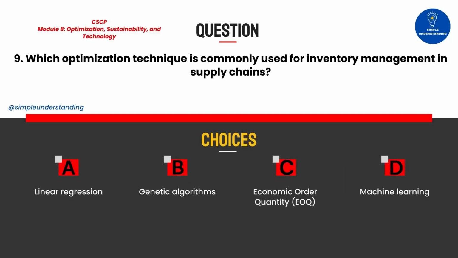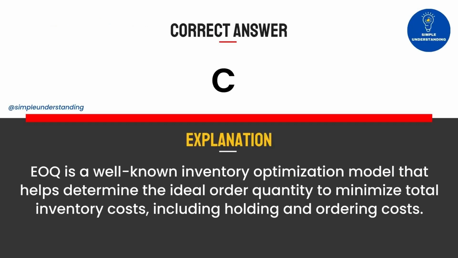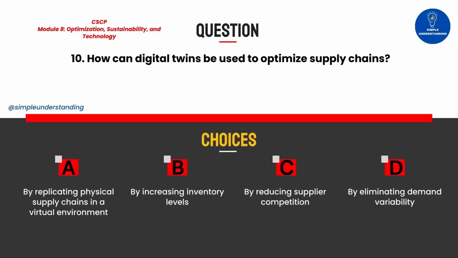9. Which optimization technique is commonly used for inventory management in supply chains? A. Linear regression. B. Genetic algorithms. C. Economic order quantity (EOQ). D. Machine learning. Correct answer: C. Explanation: EOQ is a well-known inventory optimization model that helps determine the ideal order quantity to minimize total inventory costs, including holding and ordering costs.